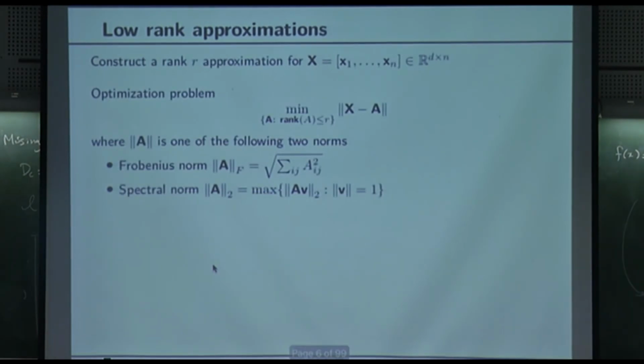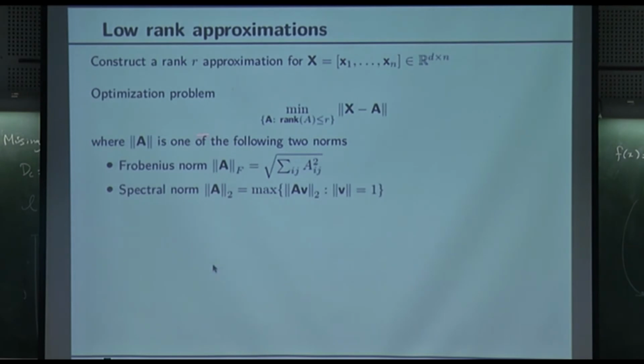So that's the optimization problem that I want to solve. I want to minimize the difference between X and a matrix A such that the rank of A is less than or equal to R. This is the low rank approximation problem. I have this matrix X, and I want to approximate it by another matrix A which has small rank.